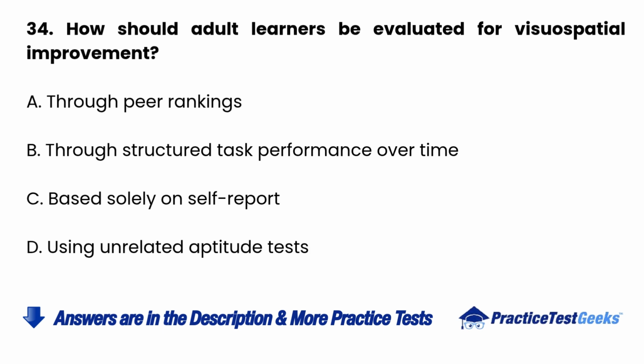34. How should adult learners be evaluated for visuospatial improvement? A. Through peer rankings. B. Through structured task performance over time. C. Based solely on self-report. D. Using unrelated aptitude tests.